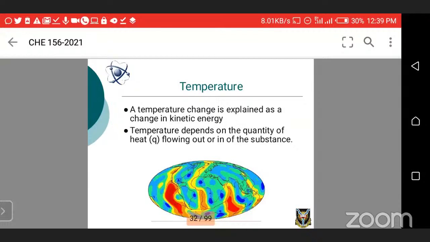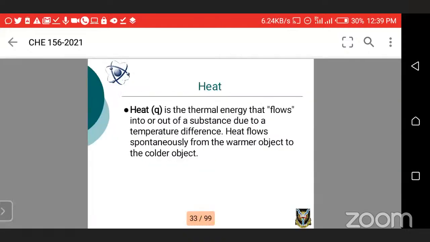So temperature depends on the quantity of heat, Q, flowing out of or into the system. It's flowing out of a system or it's flowing into a system. Please, you need to note that.